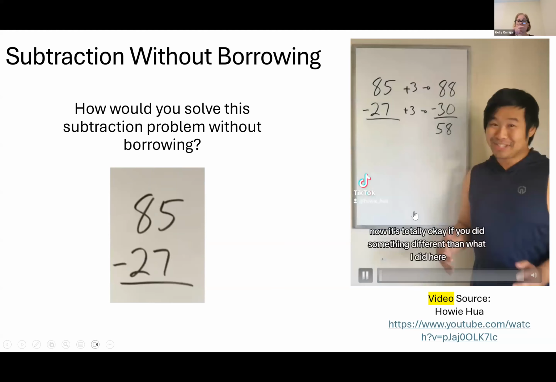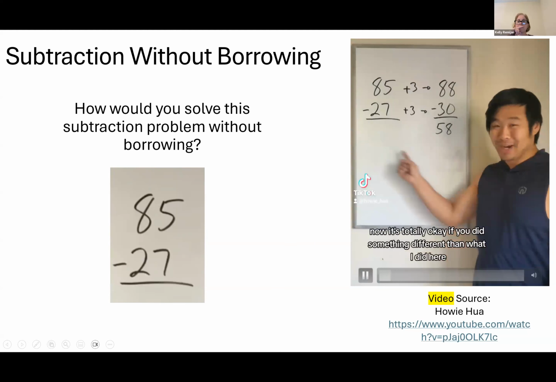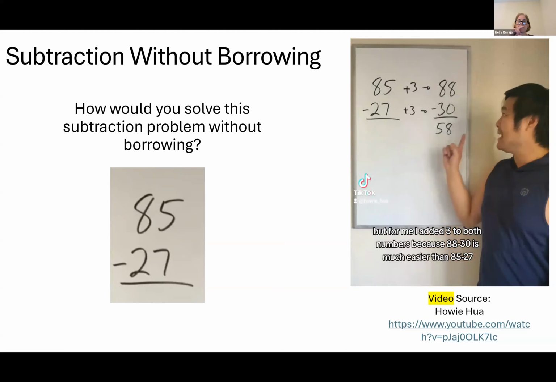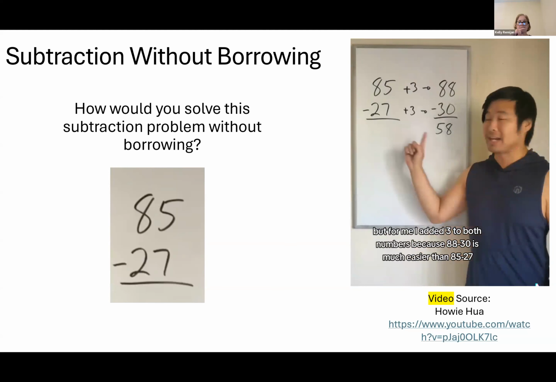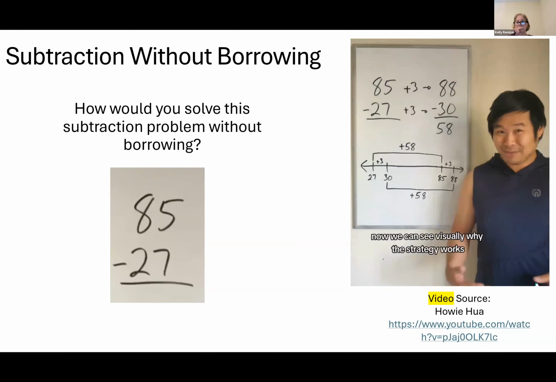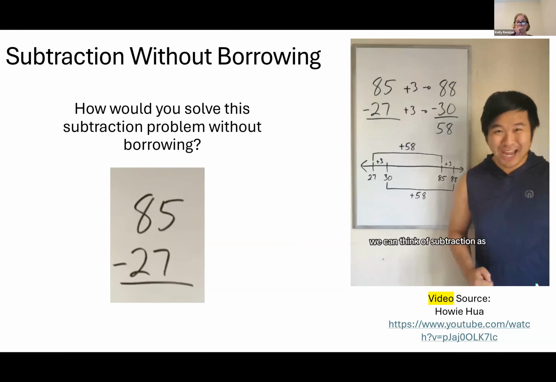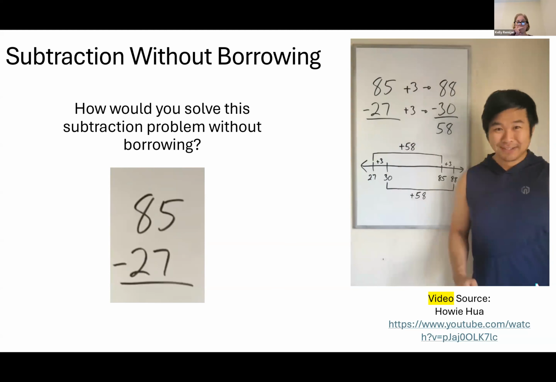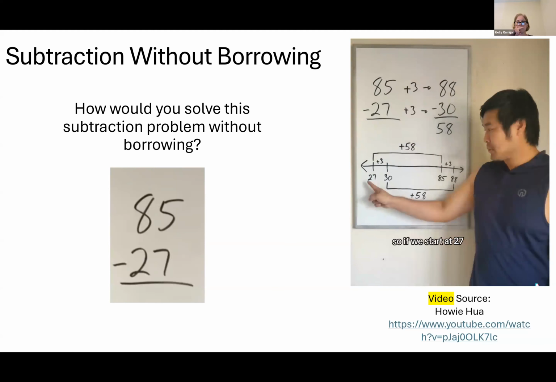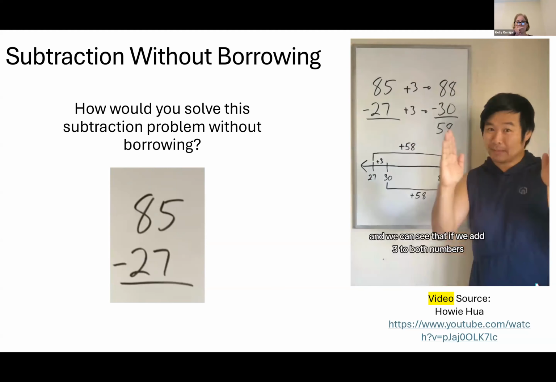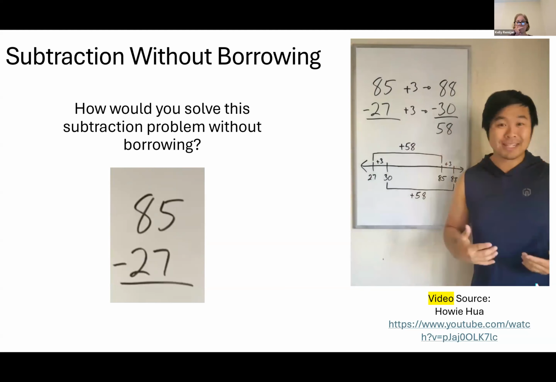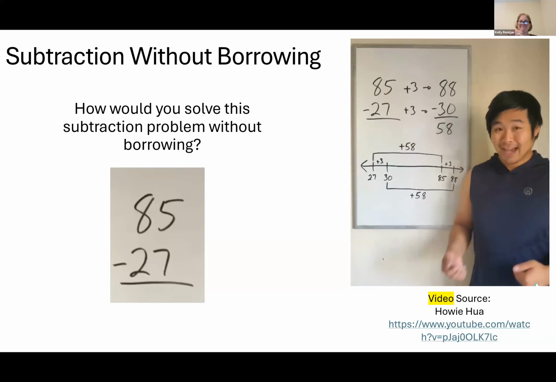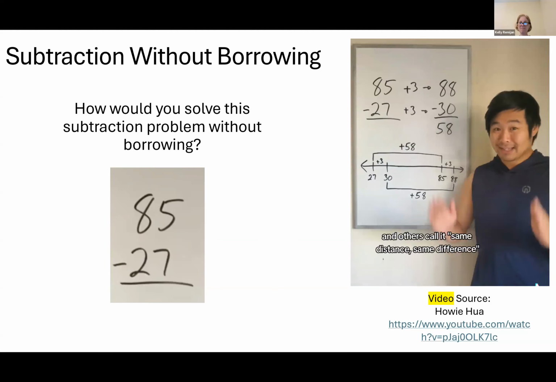Now, it's totally okay if you did something different than what I did here. But for me, I added 3 to both numbers because 88 minus 30 is much easier than 85 minus 27. Now, we can see visually why this strategy works. We can think of subtraction as what's the distance between these two numbers on the number line. So if we start at 27, how can we get to 85? And we can see that if we add 3 to both numbers, the distance is preserved. So some people call this strategy constant difference, and others call it same distance, same difference.